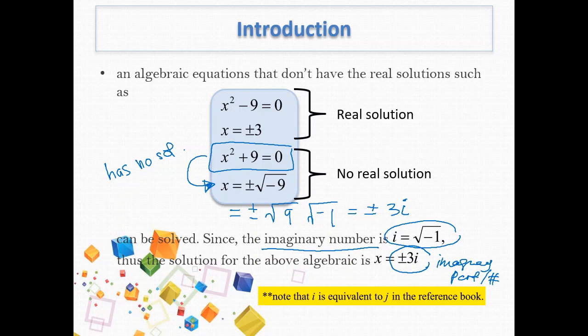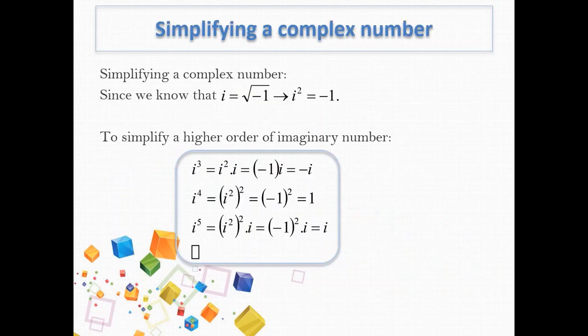Okay, so the real part is 0. You can use the complex number i equal to the square root of negative 1, or i squared equal to negative 1, to simplify the higher order of imaginary number.